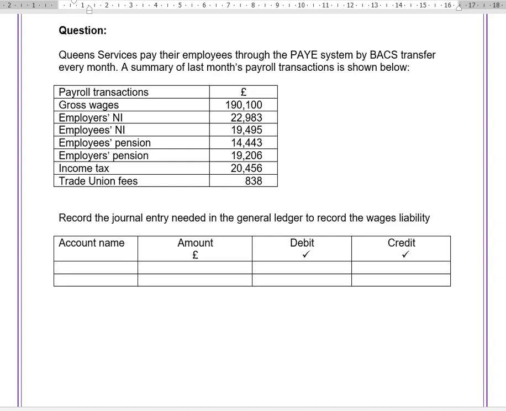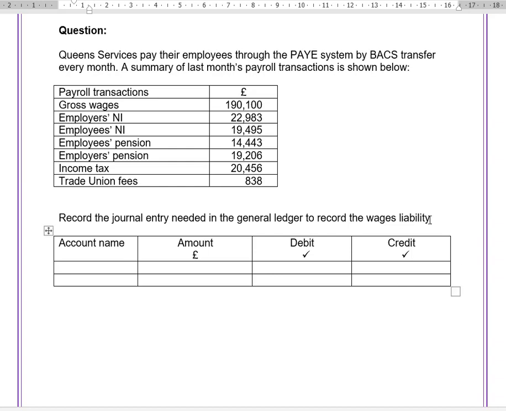Let's look at a question. It says to us, Queen's Services pay their employees through the PAYE system by BACS transfer every month. A summary of last month's payroll transactions is shown below, and you have a list of different amounts for different items. It then says to you, record the journal entry needed in the general ledger to record the wages liability.